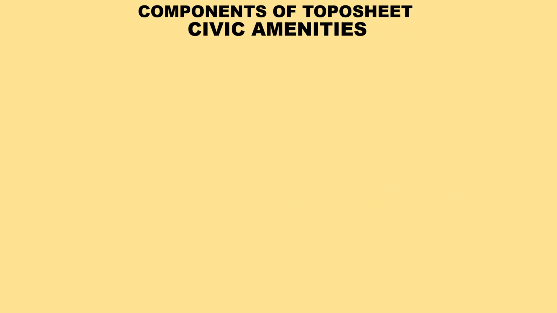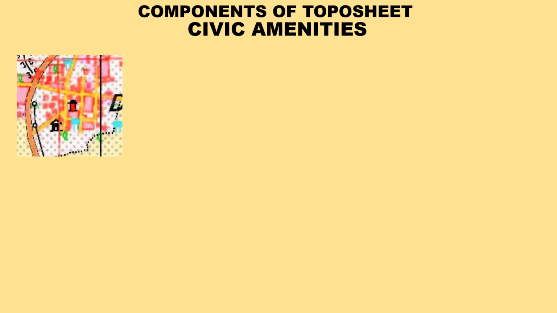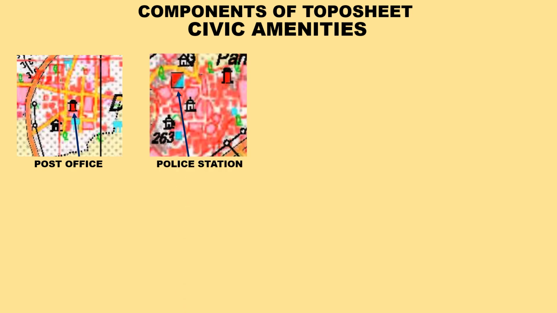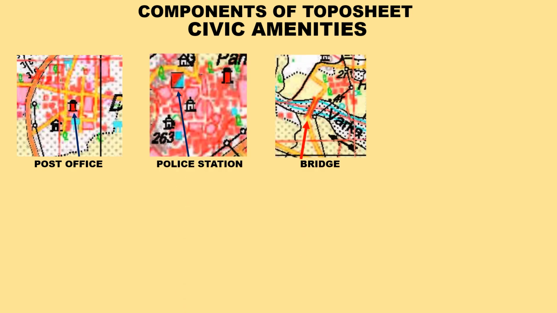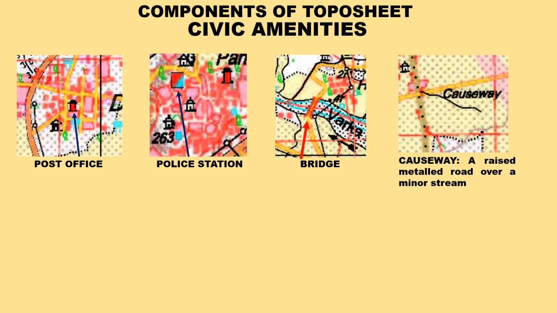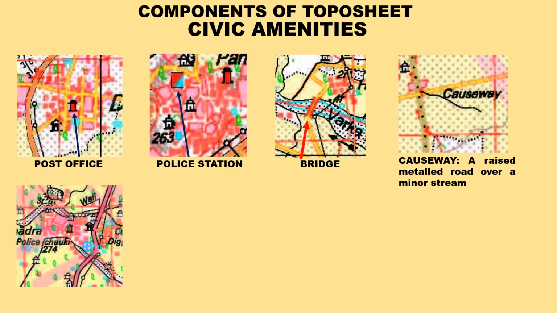Now we come across a very important component of Toposheet, which are the civic amenities. The civic amenities help to build up the nuclear settlement, which plays a very important role all over the Toposheet. First one which we have is the post office. Secondly, we have the police station. Third, we have the bridge. Fourth, we have a causeway. A causeway is a raised metal road over a minor stream, which is also an indicator of the seasonal rainfall.